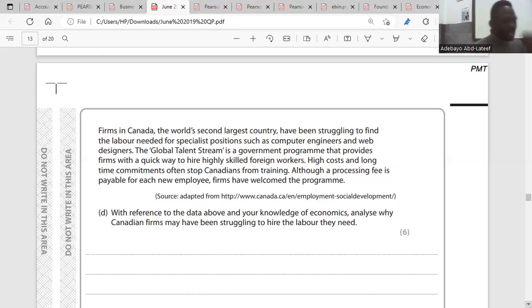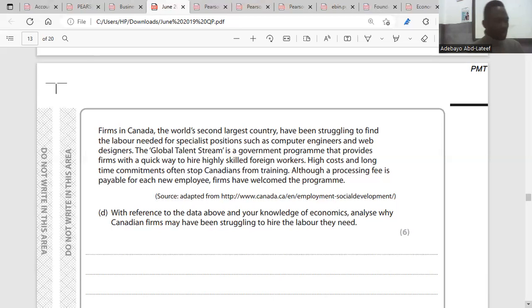That's the first reason. The second reason is about geographical location. Based on what they said, Canada is the world's second largest country, so the geographic location might make it difficult for workers to move. There might not be geographical mobility of labor. Workers might find it difficult to move around in search of such jobs, so it might be difficult for Canadian firms to find workers.